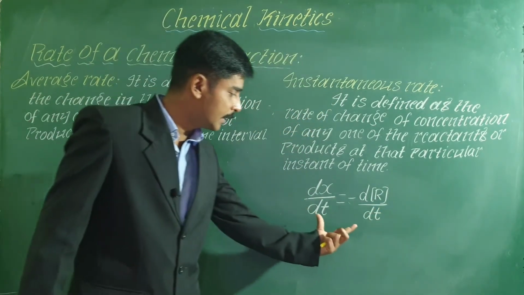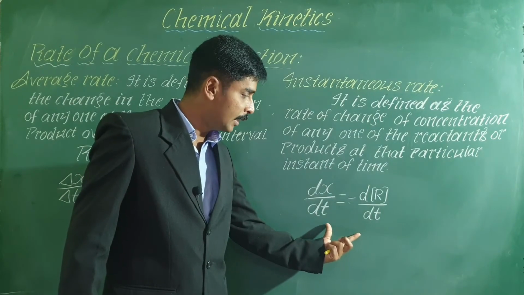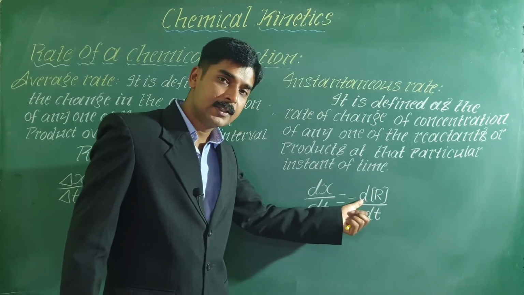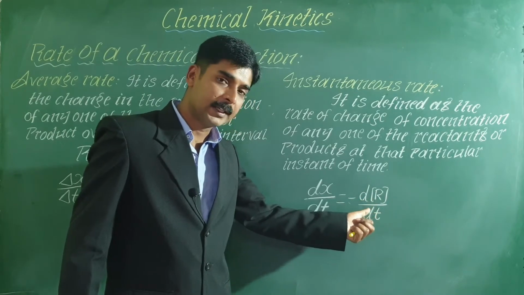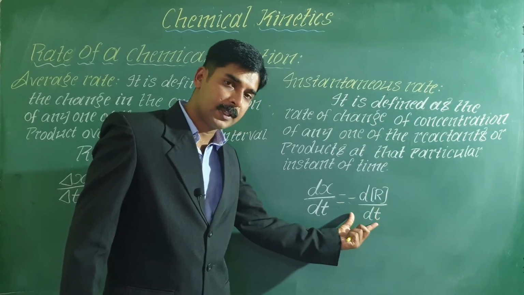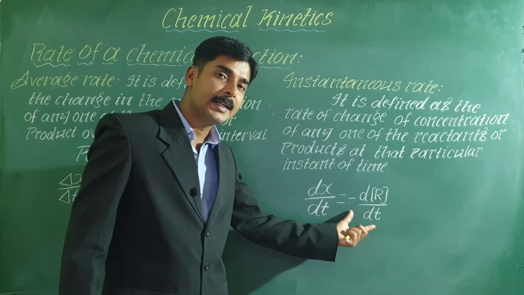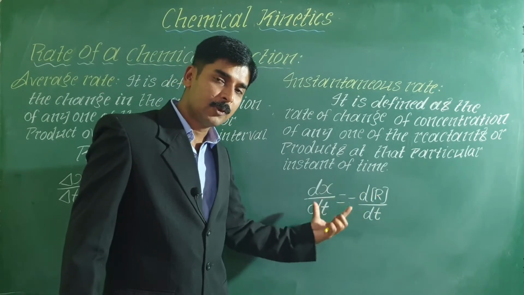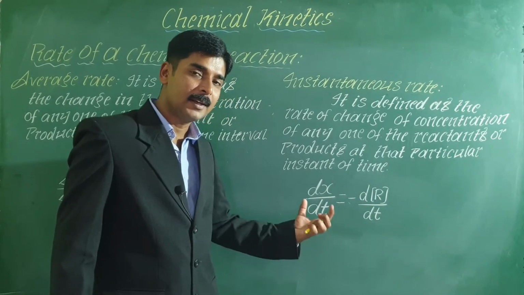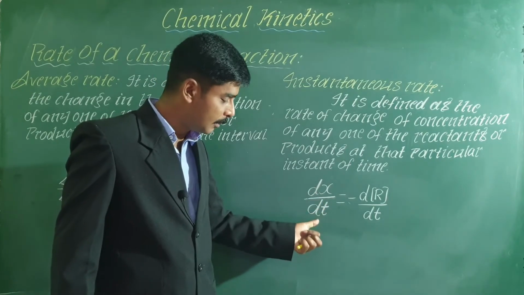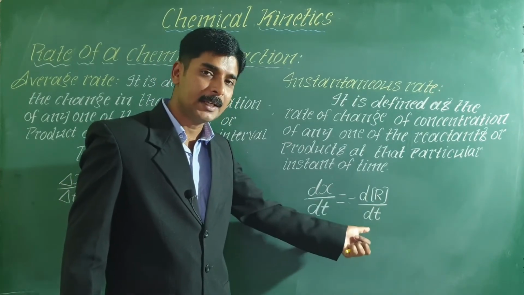So this is called the instantaneous rate of a reaction. This symbol represents the change in concentration of the reactant with respect to time. This also represents the rate of disappearance of the reactant R. So if you are asked to write the expression for the rate of disappearance of the reactant R, then you must write it as dx by dt is equal to minus dR by dt.